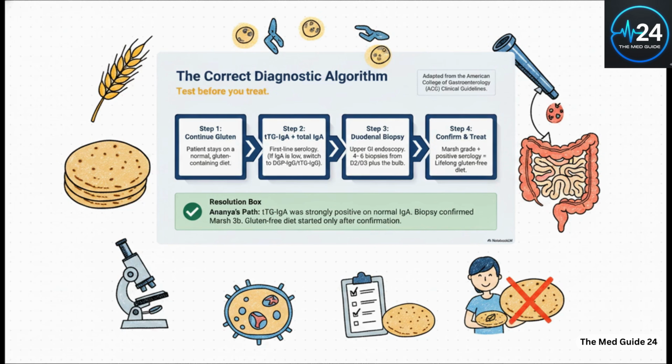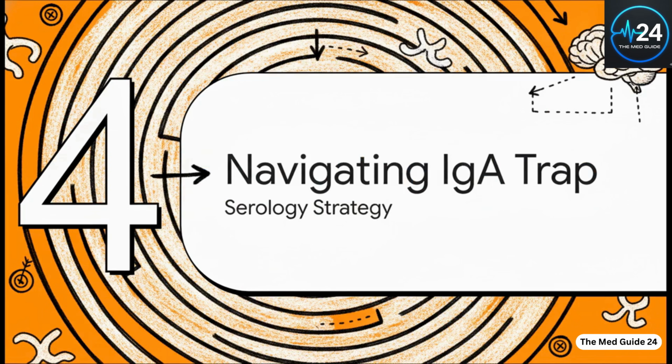It's simple. Keep the patient on a gluten diet, check the serology, confirm it with duodenal biopsies, and only initiate treatment after confirmation. For our patient, Ananya, this meant making sure she kept eating her daily rotis while we ran her tTG-IgA. Because she followed step 1, her biopsy came back clearly confirming a Marsh 3B stage. Only then, with hard evidence in hand, do we start the lifelong strict gluten-free diet. Let's move on to a massive board exam favorite and see how this builds into our specific serology testing strategy.